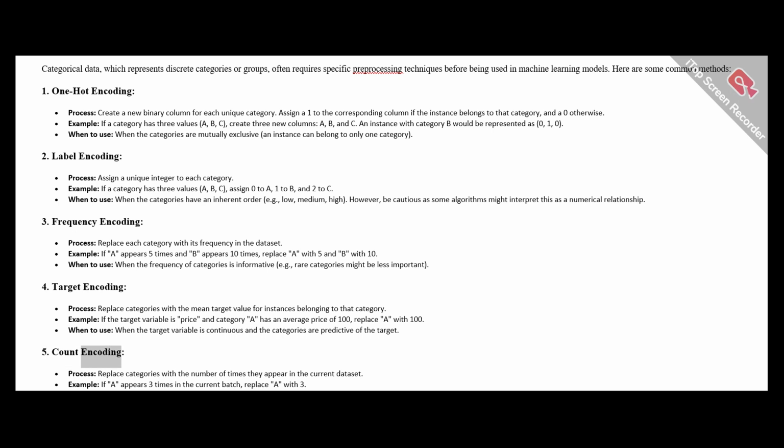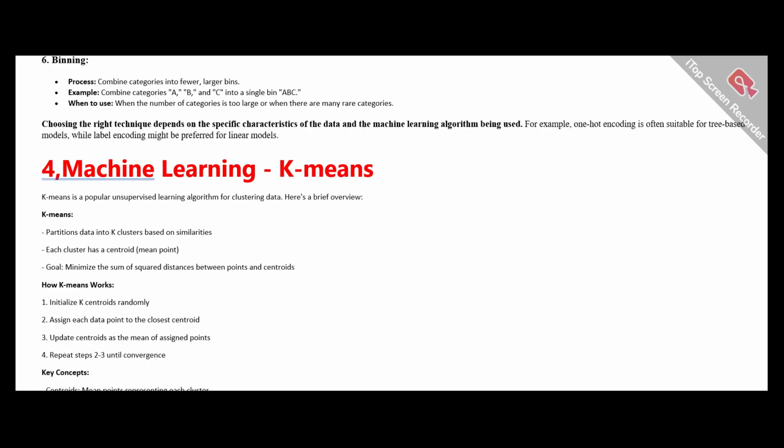5. Count encoding. Process: replace categories with the number of times they appear in the current dataset. Example: if A appears 3 times in the current batch, replace A with 3. When to use: when the frequency of categories in the current dataset is relevant.